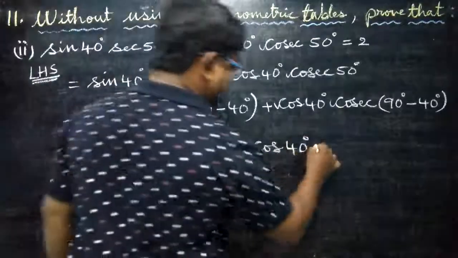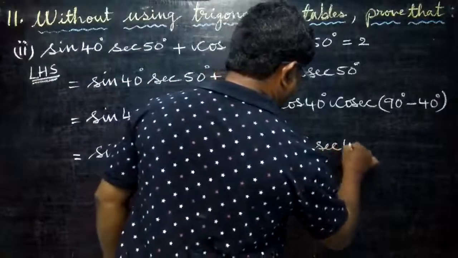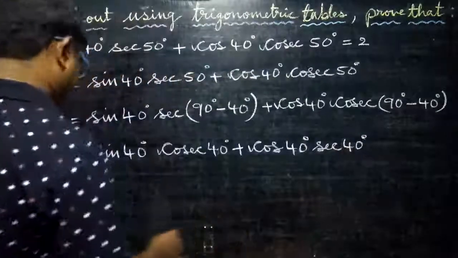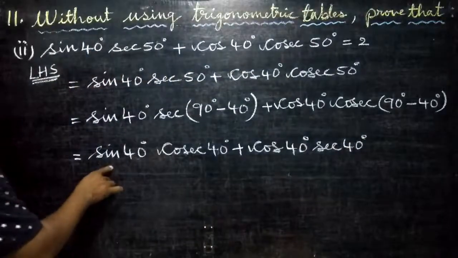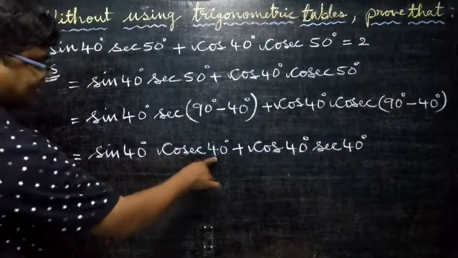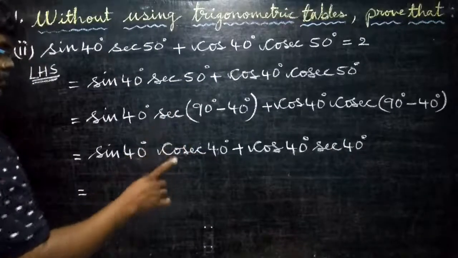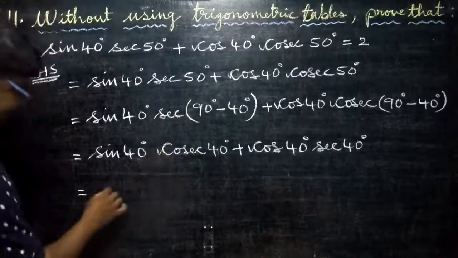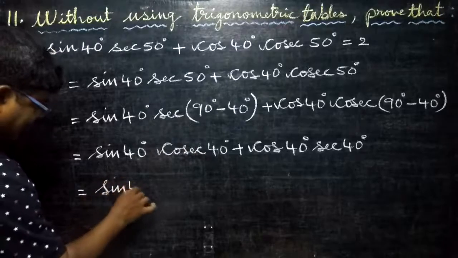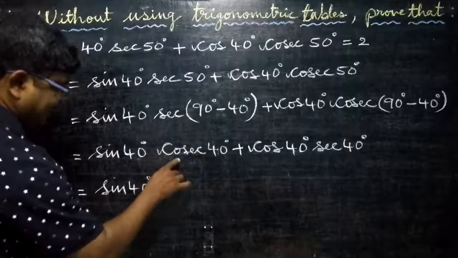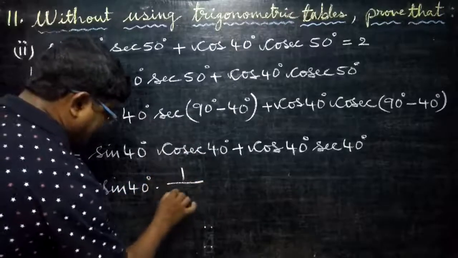Cosecant becomes secant. Secant theta. Secant 40 degrees. We have a direct formula: sin theta into cosecant theta is 1. But some don't know this formula, so I am changing it. We can write cosecant as 1 by sin.